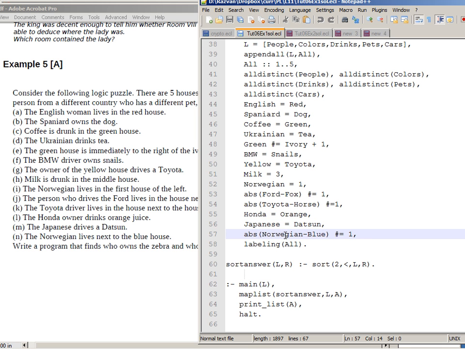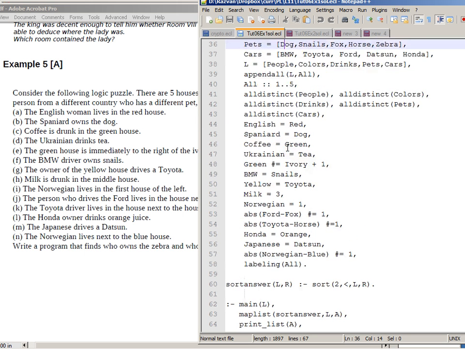Norwegian lives next to the blue house. So this is how we say it. And we're done. All we have to do now is generate combinations and let the system find a solution. So we do a labeling, and that's it. Finished. So let's see this at work.